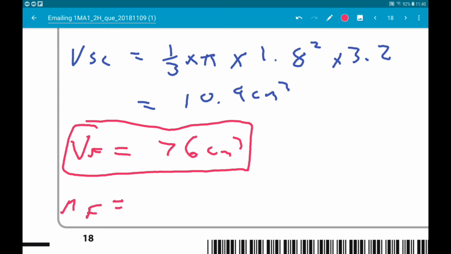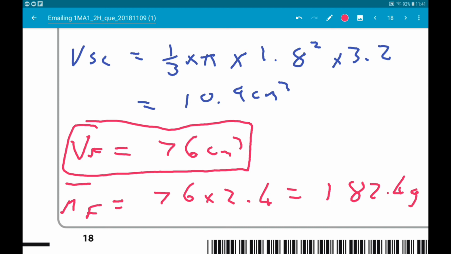So, density is mass divided by volume. Mass is density times volume. So, 76 times 2.4 gives us 182.4 grams. Okay, so we're going to need that too.